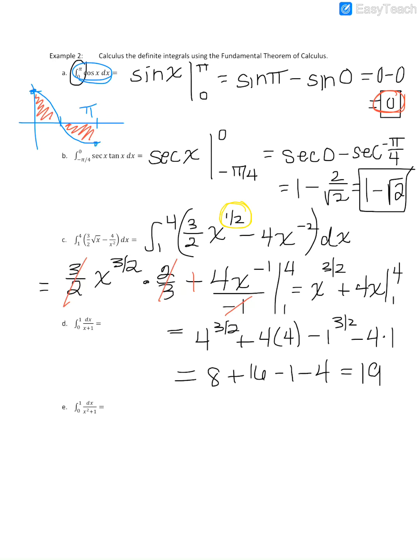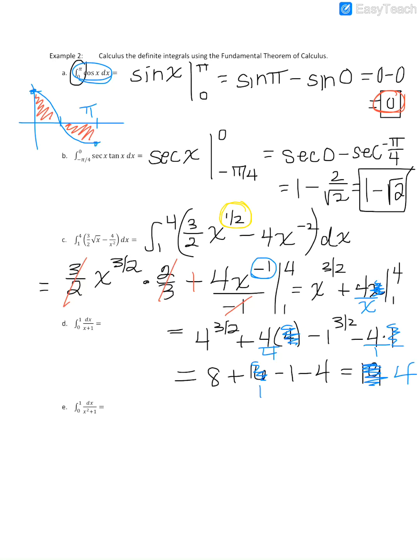You probably already caught it. You're probably waiting for me to catch it. This was a -1, so this should have been over x. So this would have been divided by 4. That one divided by 1. So this becomes a 1. Okay, so 8 plus 1 is 9. 9 minus 1 is 8. 8 minus 4 is 4. Sorry about that.